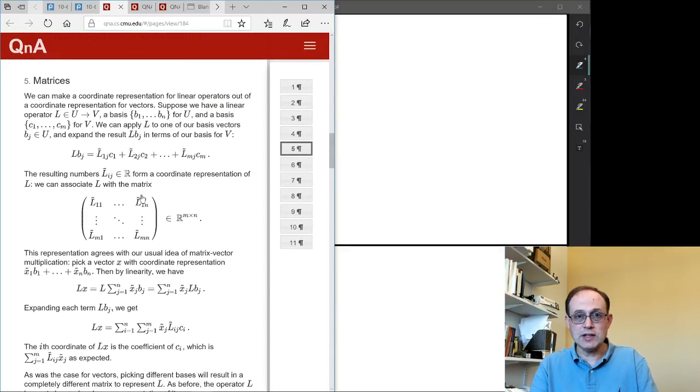So just to summarize, the point of this section is to say that once we have a coordinate representation for vectors, we can define a coordinate representation for matrices. And the way we do that is by making it so that matrix multiplication has the same effect as applying the linear function.